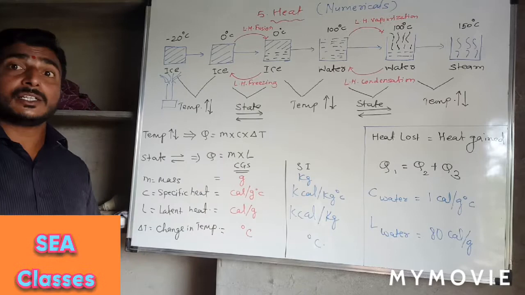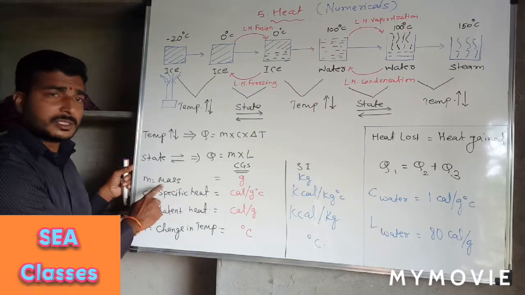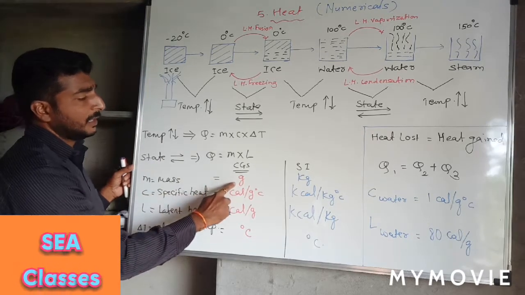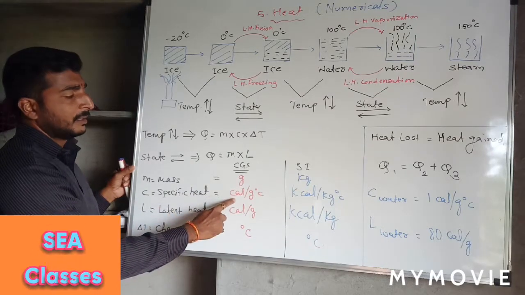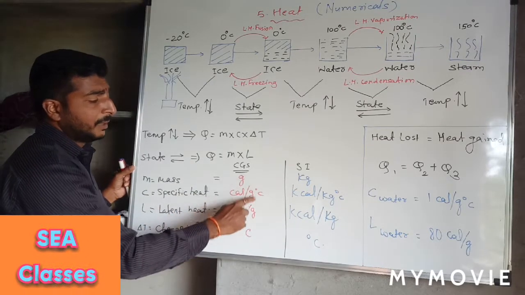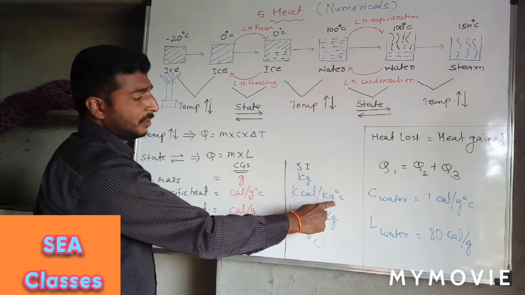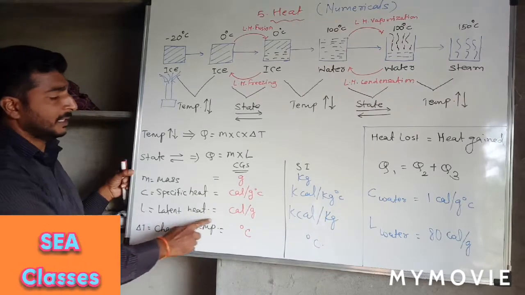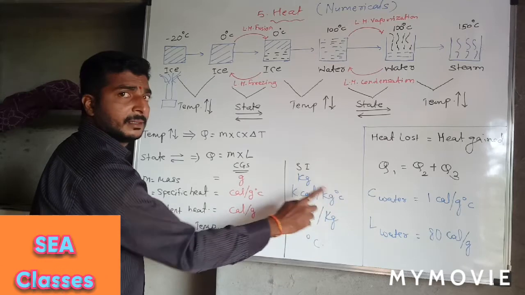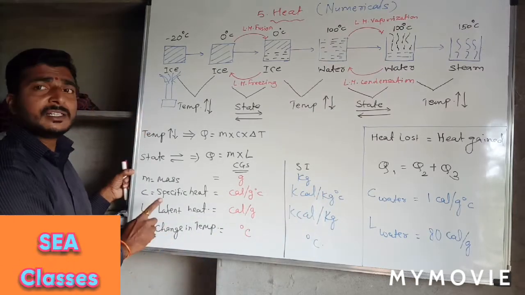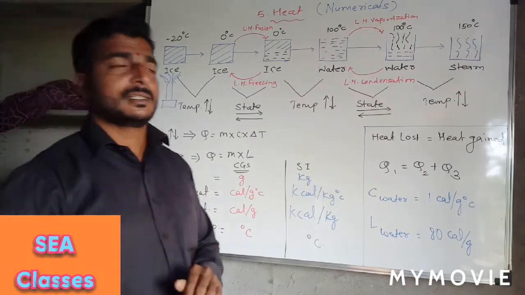Now the second thing is that you need to understand the units of each of the terms or concepts we are using here. Now you see mass: the Celsius unit is gram, the SI unit is kilogram. Then specific heat: the Celsius unit is calorie per gram degree Celsius, and the SI unit is kilocalorie per kg degree Celsius. Then latent heat: the Celsius unit is calorie per gram, and the SI unit is kilocalorie per kg. And delta T, that is the change in the temperature: SI and Celsius unit will remain the same, that is degree Celsius.